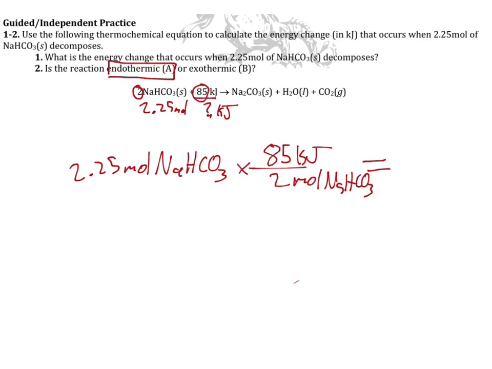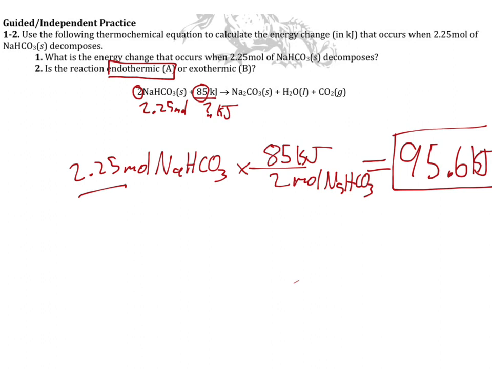And what you end up with is 95.6 kilojoules of energy, and it's got 3 sig figs because we're starting with 3 sig figs, we'll end with 3 sig figs. Now my question is this a positive or negative kilojoules? So this would be a positive because it's absorbing this energy, and so this is a positive change in energy.